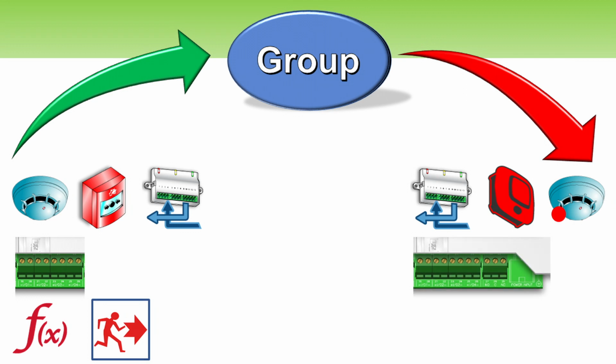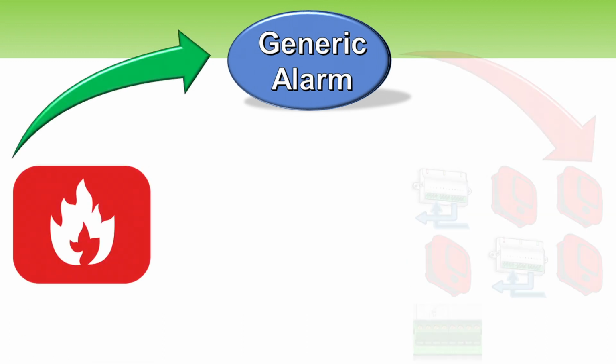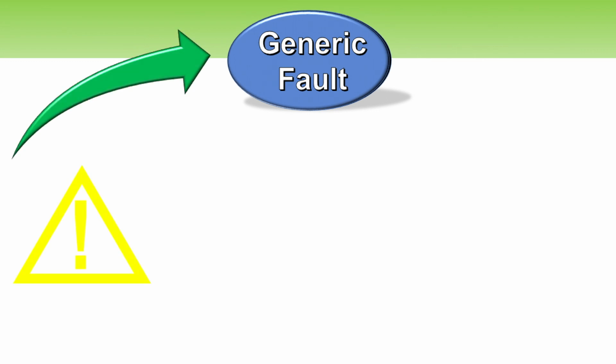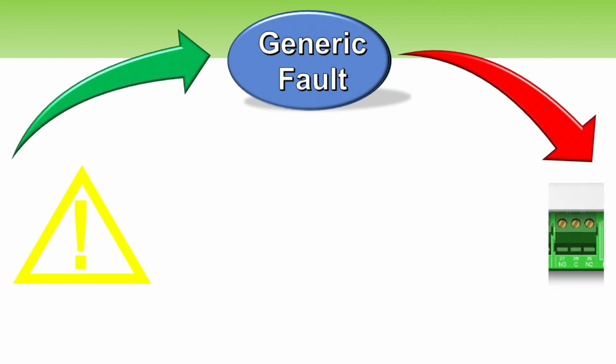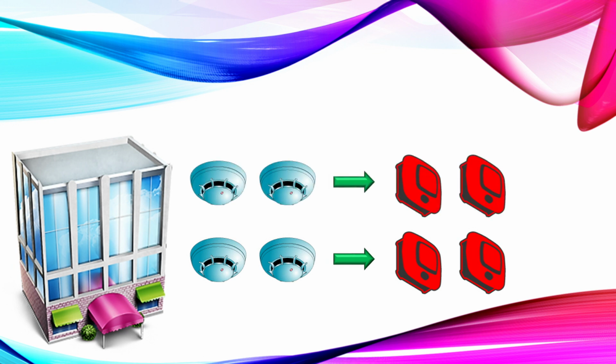At default, panel has two pre-programmed groups: generic alarm group, where any alarm activates all output modules, sounders and panel on-board NAC outputs, and generic fault group, where any fault activates panel on-board relay. Let's suppose we want to create two groups, one with first floor devices to activate first floor sounders, and another one with second floor devices to activate second floor sounders.